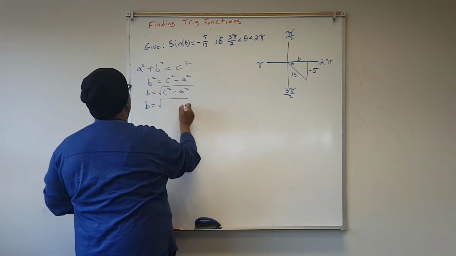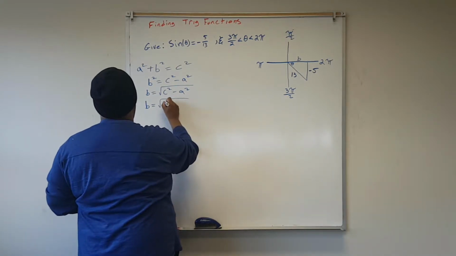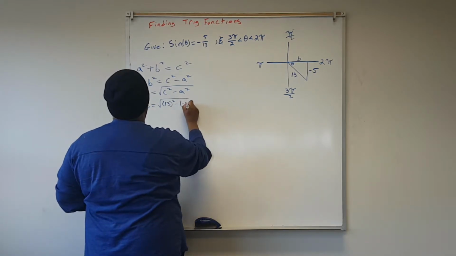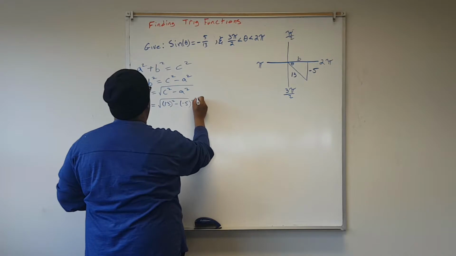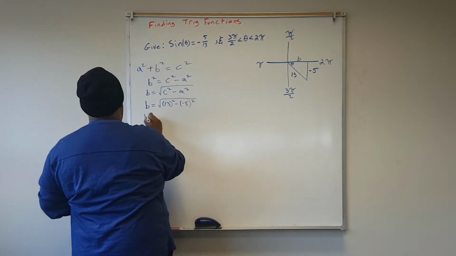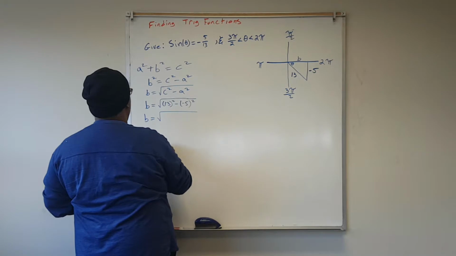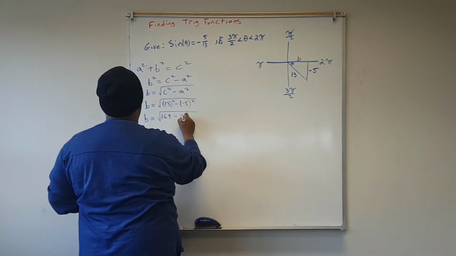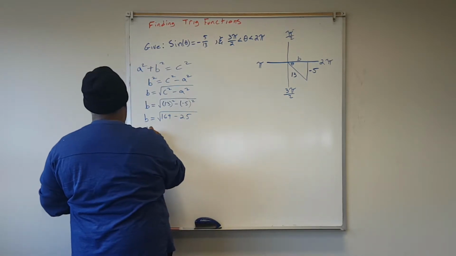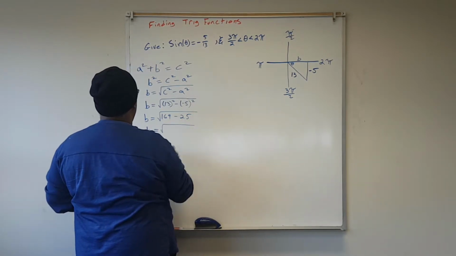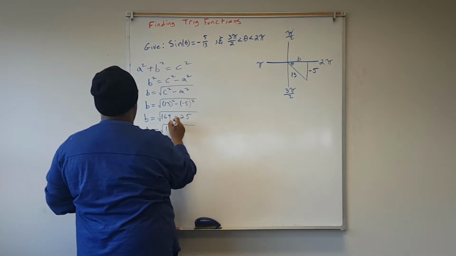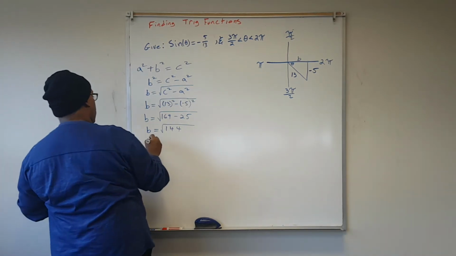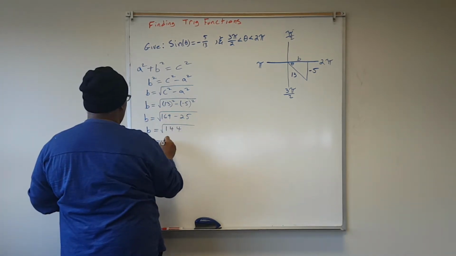B equals the square root of 13 squared minus negative 5 squared. B equals the square root of 169 minus 25. B equals the square root of 144, which is nice. We can take the square root of that. B equals 12.